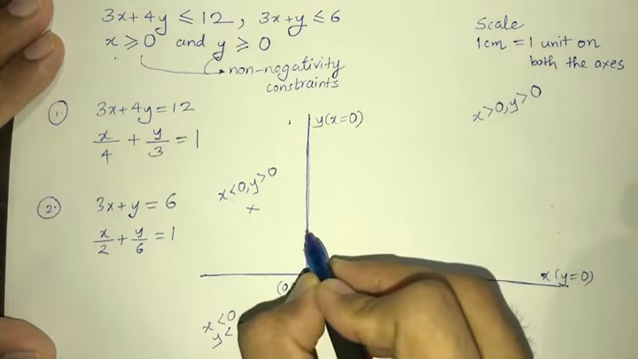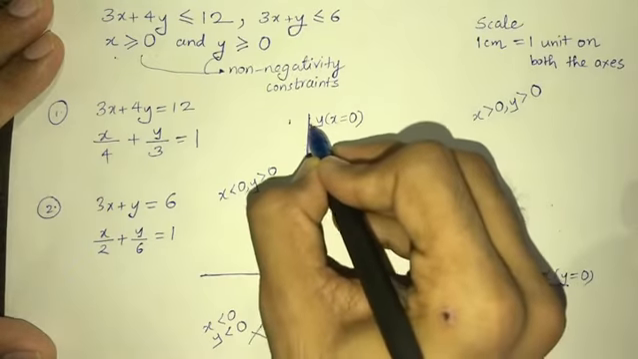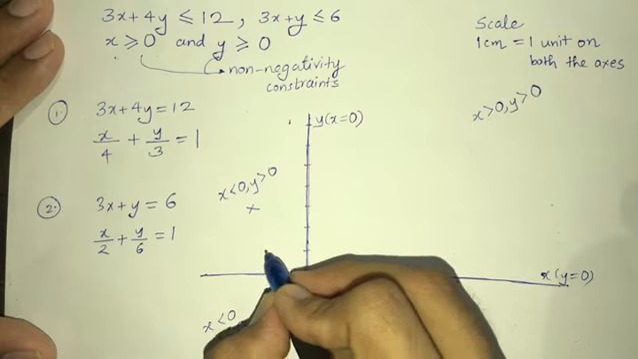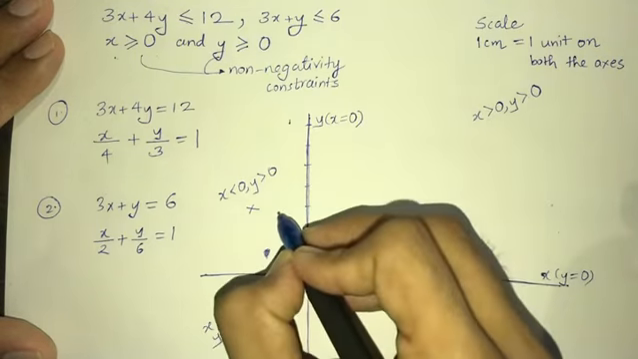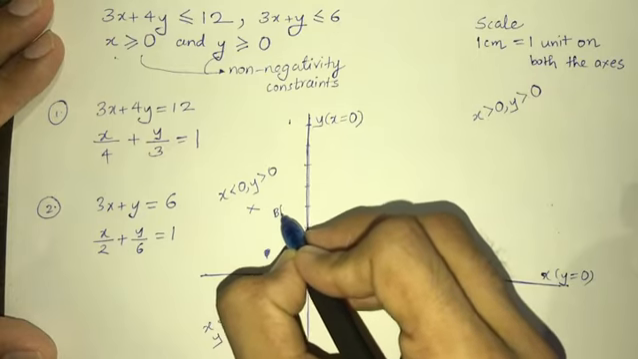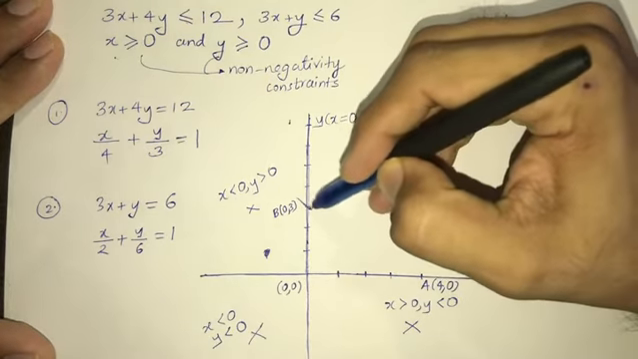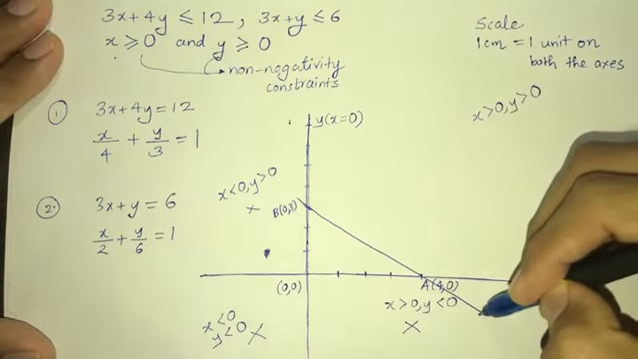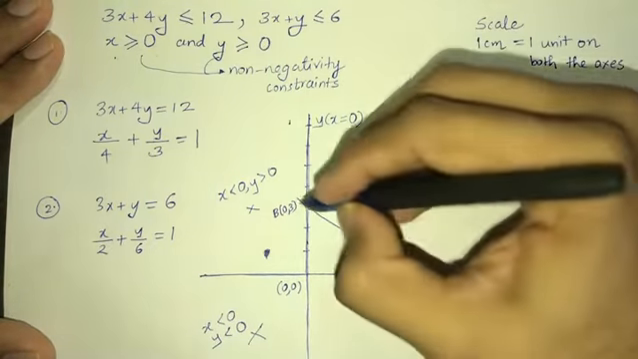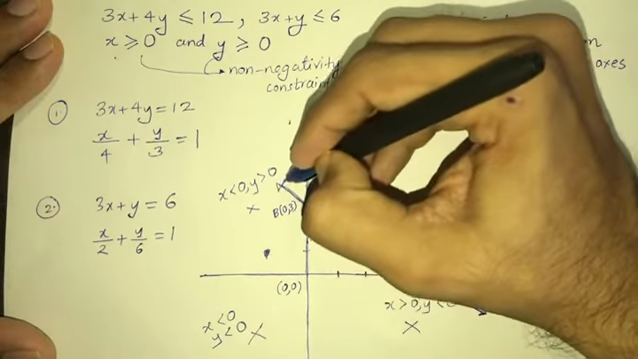1, 2, 3, 4, 5, 6, 7. I'm going to take the second point here as 0, 3. The second point is 0, 3. The first point is 4, 0. I get the first straight line right here. It passes through both A and B. 2 points are obviously enough to make a straight line. So this straight line is passing through both A and B.